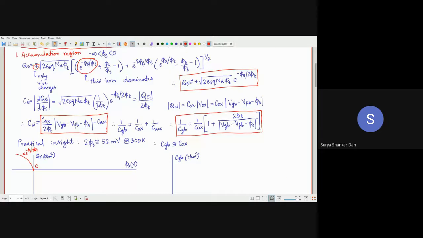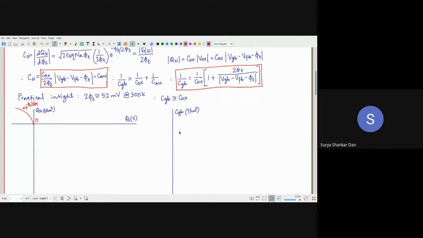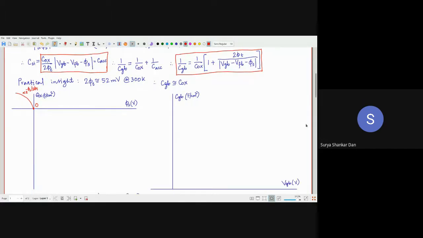Basically these are all constants, so leave them, proportional to e to the power of minus phi s by 2 phi t. That is this relation. Now, what will happen to CGB? Notice I am speaking about the terminal capacitances. Always remember this. We are not plotting CSI. We are not plotting the capacitance in the silicon. Capacitance in silicon is this. CGB is this. It has certain implications. Notice, what is the value of 2 phi t? Phi t is about 26 millivolts at 300K.